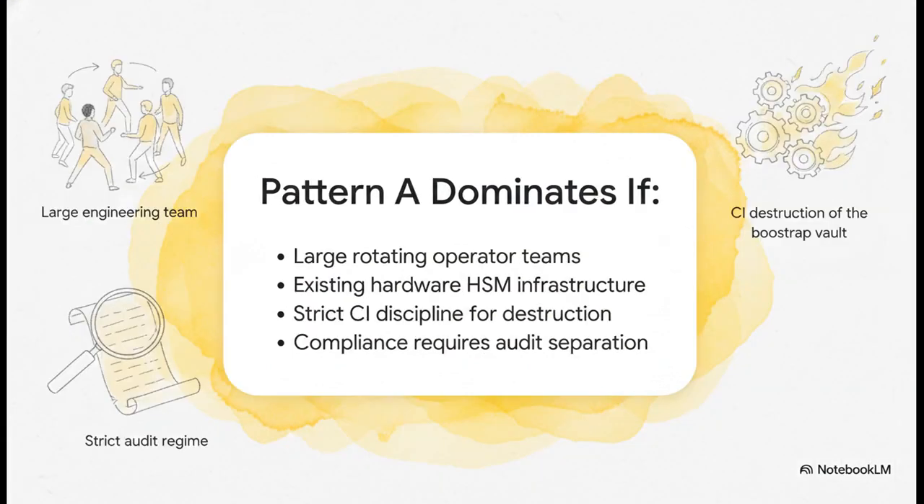Conversely, what if you have a massive, rotating engineering team? What if you have an audit regime that demands a hard, undeniable line proving that your production vault was never, ever touched by permissive bootstrap states? If you have the CI discipline to guarantee the destruction of that bootstrap vault, pattern A dominates. If your team scales past 10 operators, coordinating Shamir custodians under pattern B becomes a total nightmare, making pattern A's clean audit line incredibly attractive.